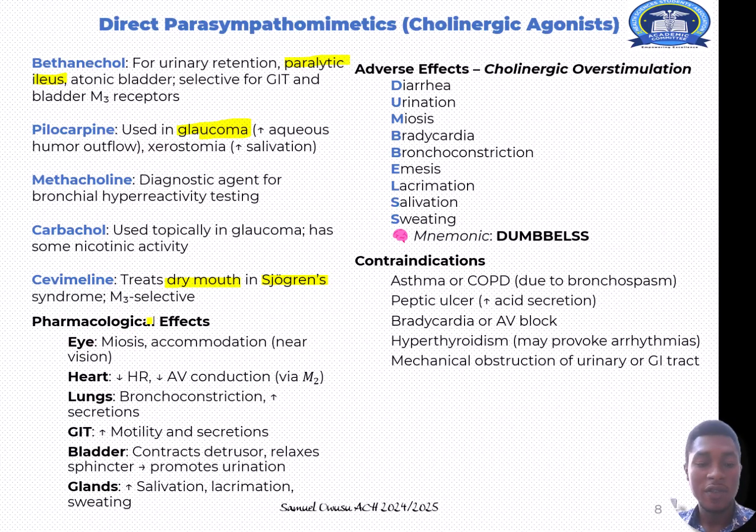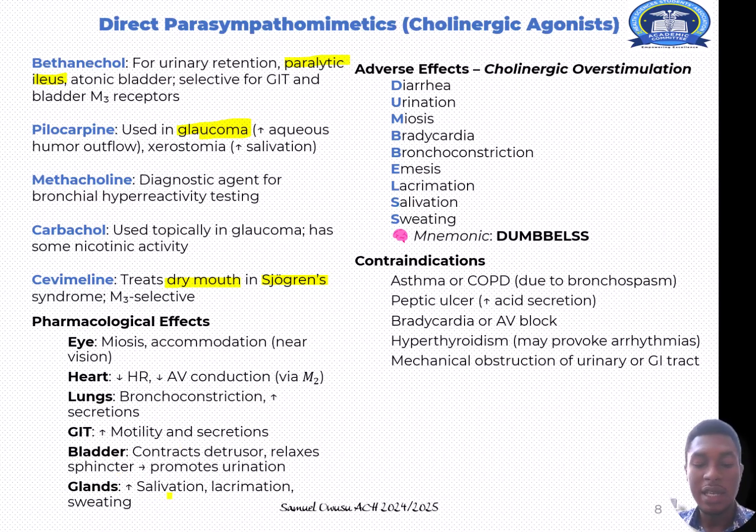Now, the pharmacological effects are the same as the functions that I mentioned, functions of the parasympathetic nervous system. So, in the eye, we are looking at miosis and accommodation, and then in the heart, there is decreased heart rate, and there is decreased SA node and AV conduction, and then there is bronchoconstriction in the lungs, and it tends to increase mucus secretions as well. In the GIT, we are looking at increased motility and secretions. Then the bladder: I told you that the detrusor muscle will contract while the sphincter relaxes to promote urination.